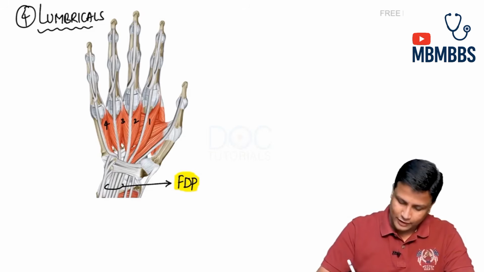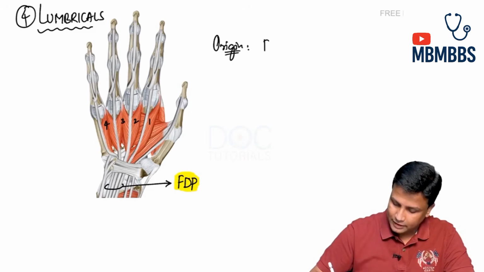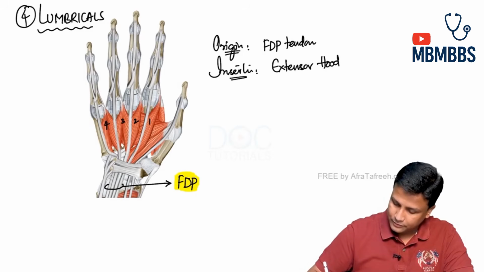Okay, so let us first of all write this down. What is the origin of all your lumbricals? They are originating from the FDP tendon. And then what about the insertion, guys? It is inserting in the extensor hood. Or one more word to remember for that one, dorsal digital expansion.